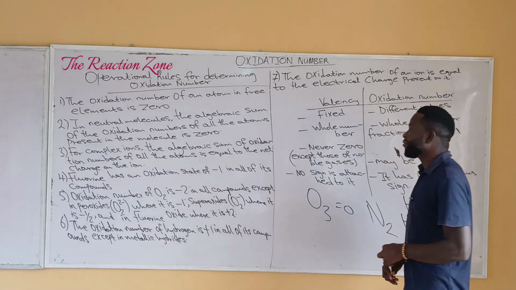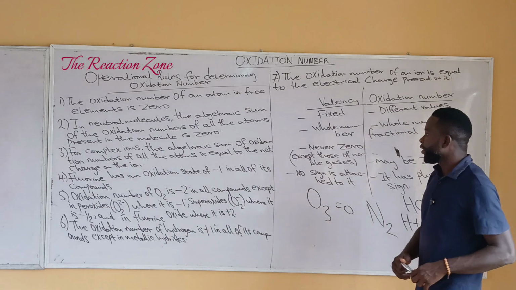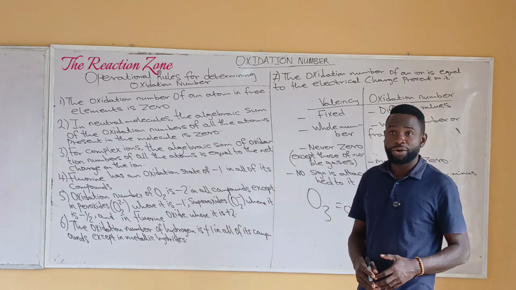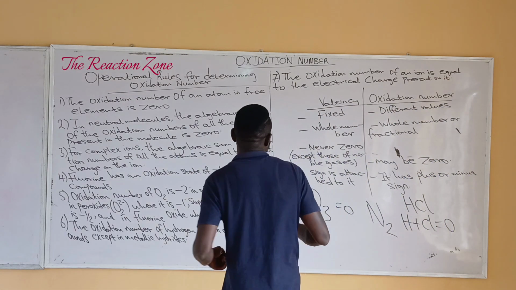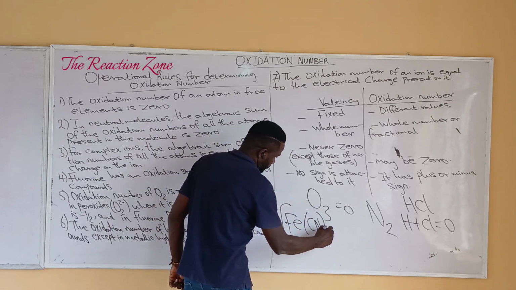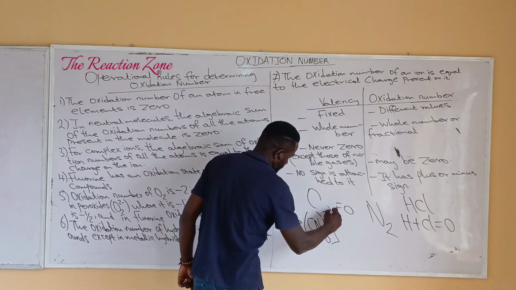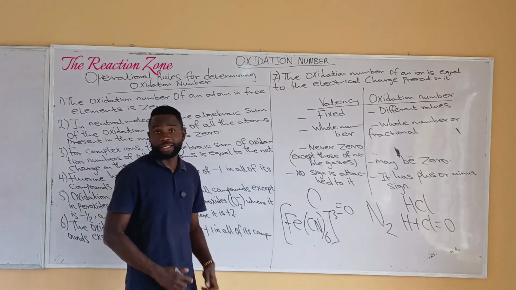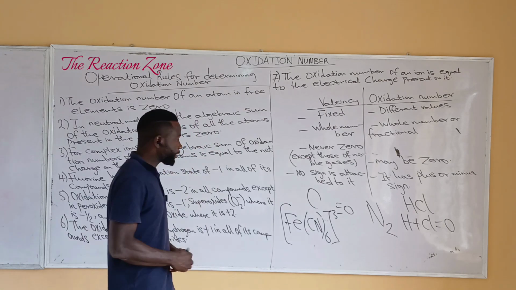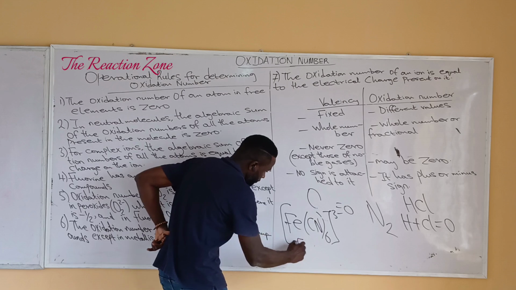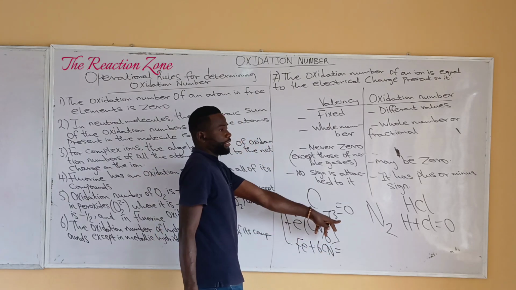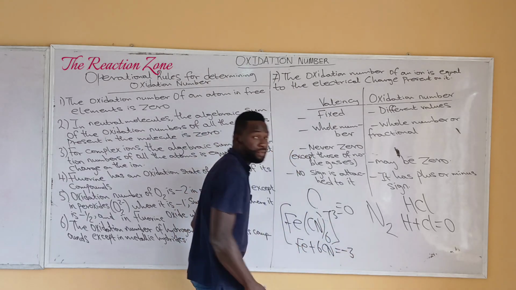The third one is that for complex ions, the algebraic sum of oxidation numbers of all the atoms is equal to the net charge on the ion. For instance, take the complex ion hexacyanoferrate ion. What the third rule is telling us is that the oxidation number of iron plus that of cyanide will be equal to the charge on the ion, which is what? -3.